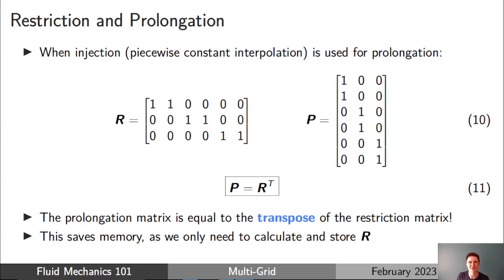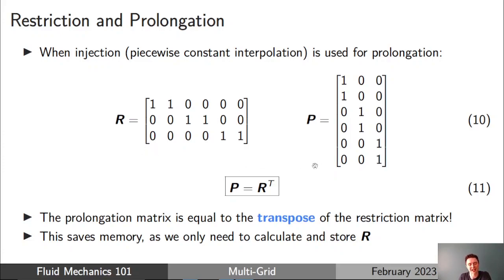And actually, for this particular example, some of you may have noticed that when we choose to use injection for prolongation, and we look at the restriction matrix and the prolongation matrix, you can see that the prolongation matrix is equal to the transpose of the restriction matrix. This result, equation 11, is really important. It only holds when we choose to use pure injection. If we use linear interpolation or a higher order form of interpolation, the P matrix will be different. We'll have different coefficients in there, and so it won't be equal to the transpose of the restriction matrix.